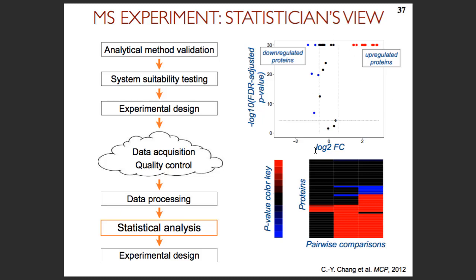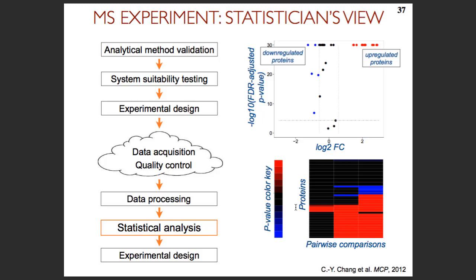Another type of output, which can be useful, for example, if we have time course or any kind of experiments with multiple conditions, we may want to see how things vary in time. And so for experiments with more than one comparison, we also produce this type of output. So the x-axis here will be pairwise comparison. For example, time 2 minus time 0, time 3 minus time 0, time 4 minus time 0, and so on.